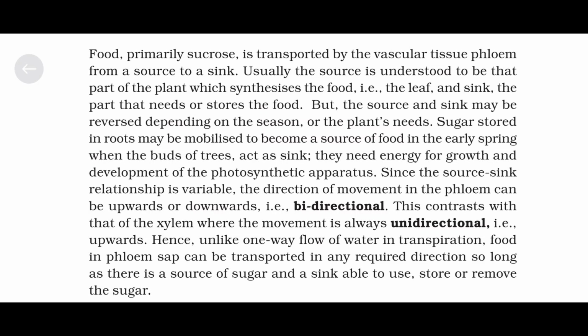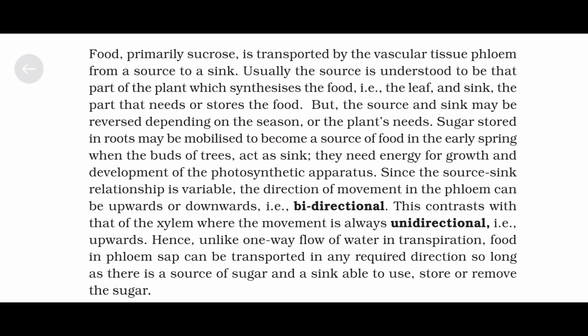Sugar stored in roots may be mobilized to become a source of food in the early spring when the buds of a tree act as sink. They need energy for growth and development of the photosynthetic apparatus. Since the source-sink relationship is variable, the direction of movement in the phloem can be upwards or downwards, that is, bidirectional. This contrasts with that of xylem, where the movement is always unidirectional, that is upwards.